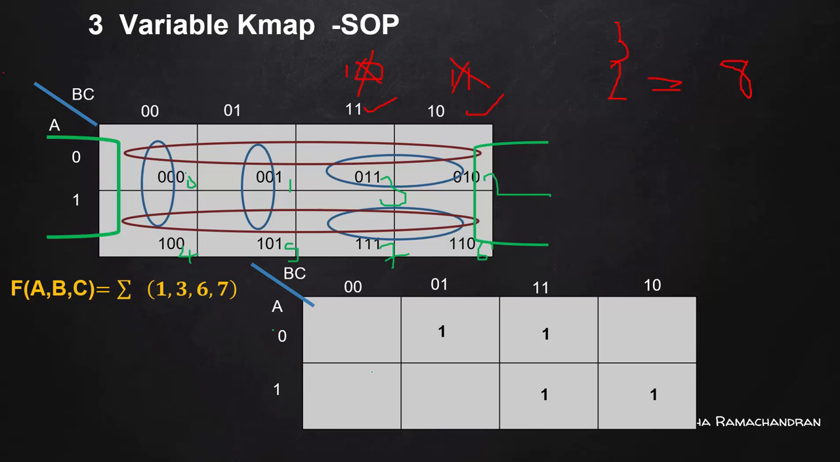These are the cells with value 1. So the remaining cells are indicated with value 0. This is by default. So this is the SOP form representation given. From this it is clear that for these 4 input combinations we have the value 1, and for all other combinations we have value 0. That is why we put 0 here.